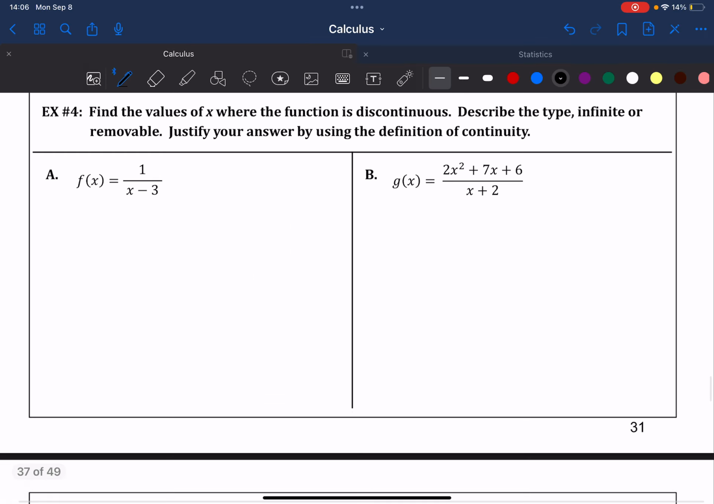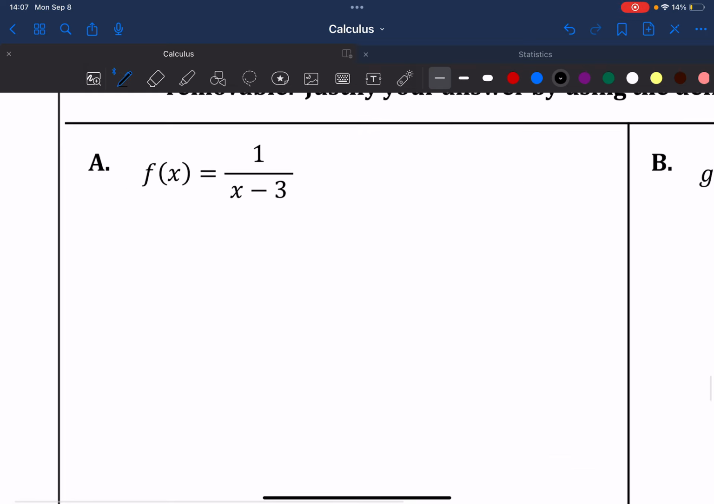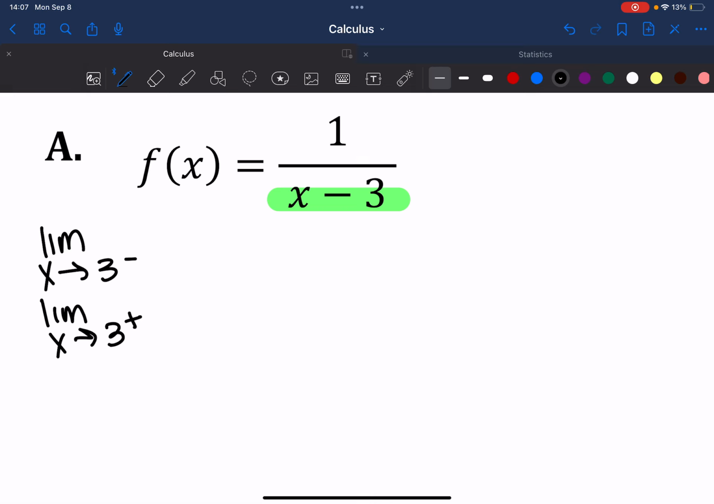Next part wants us to find the values of x where the function is discontinuous. Describe the type, infinite or removable, and justify your answer. So part A, I'm going to look at the denominator here, and I see that if I had x equals 3, I would have a function that is undefined. So I'm going to find the limit as x approaches 3 from either side. So the limit as x approaches 3 from the left, and the limit as x approaches 3 from the right.